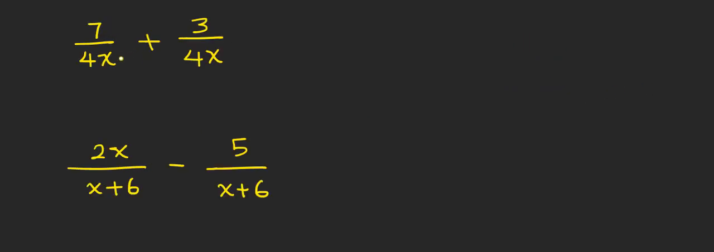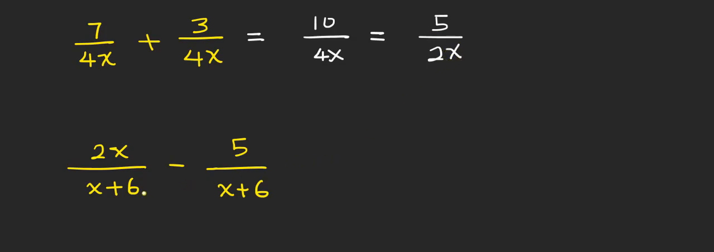So let's say you have 7 over 4x plus 3 over 4x. You have the same denominator, so we can add the numerators. You get 10 over 4x. And you can simplify because 2 goes into both of them. You get 5 over 2x.